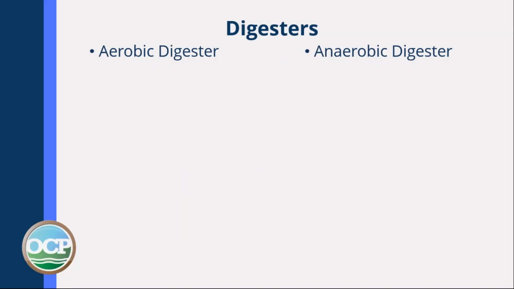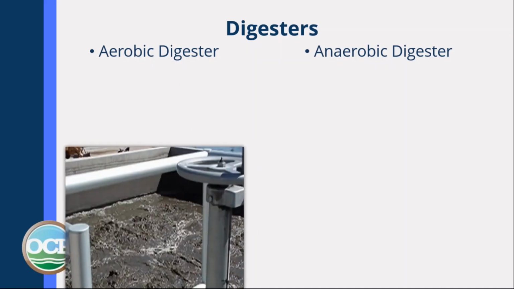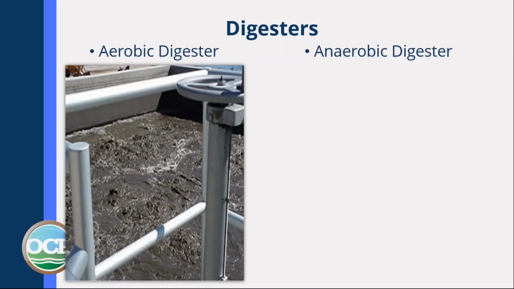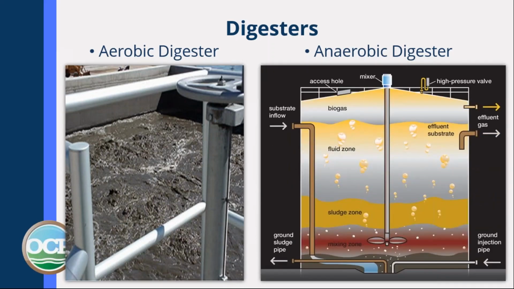There are two types of digesters: aerobic digesters, which is just like it says, it requires oxygen for the bacteria to digest the sludge, and anaerobic, which uses anaerobic bacteria, acid formers and methane formers, to help concentrate the sludge and produces methane as a byproduct.